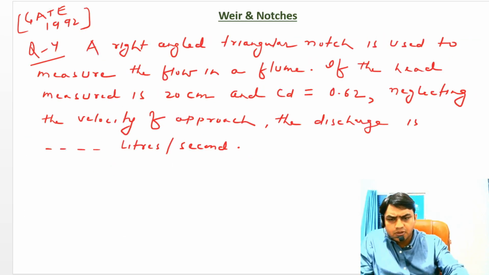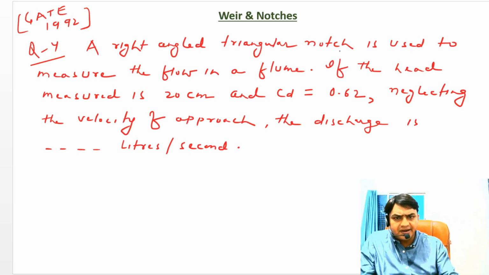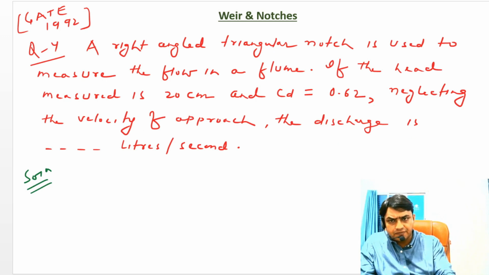Let us take another problem. This question is asked from GATE exam. A right angle triangular notch is used to measure the flow in a fluid. If the head measured is 20 cm and coefficient of discharge is 0.62, neglecting the velocity of approach, we have to find the discharge in liter per second. So a right angle triangular notch is used.